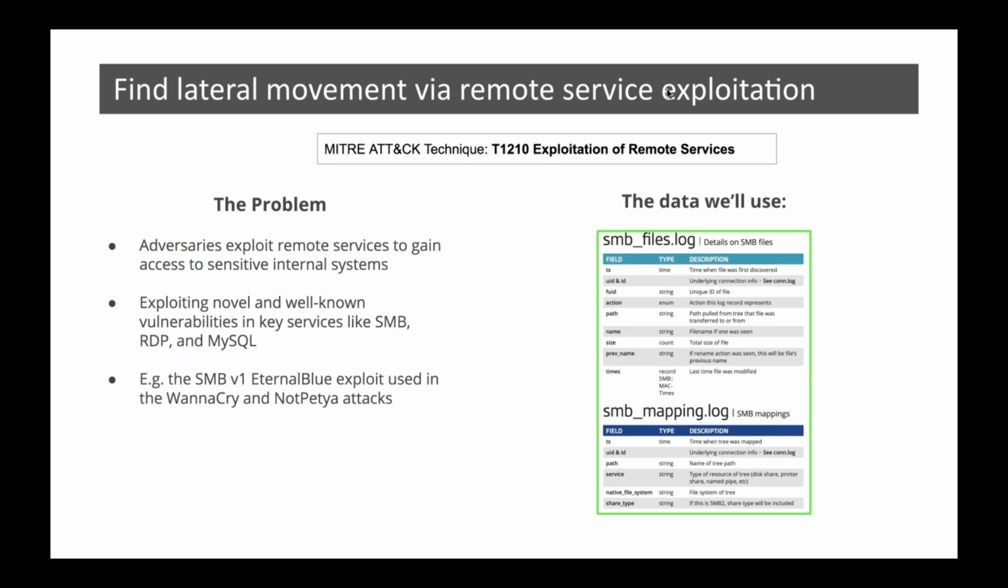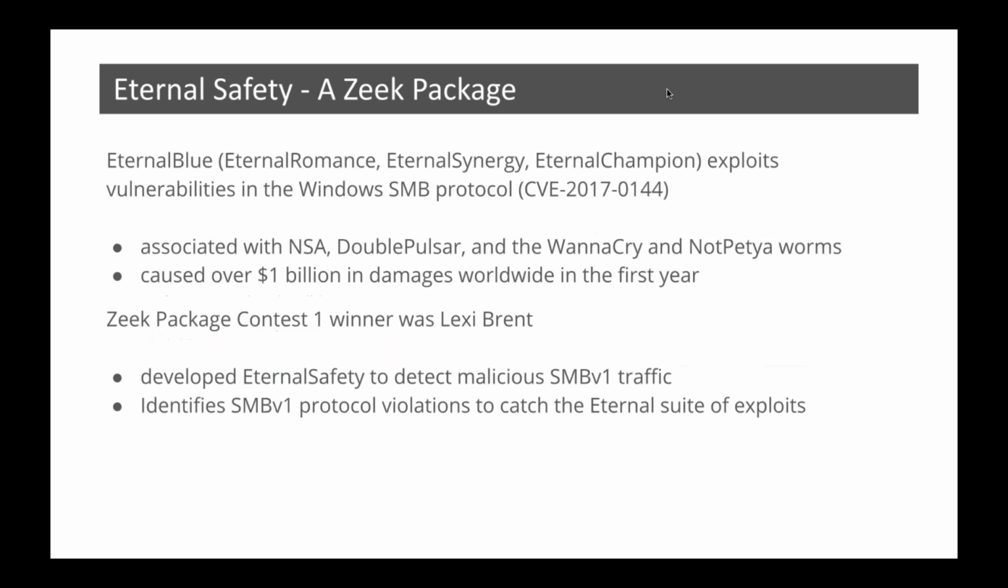And so the example we're going to take here is actually the Eternal Blue, or the Eternal class of exploits. These were famously used in the WannaCry and NotPetya malware, but have also been out there in the wild since the NSA kind of uncovered them and have caused over $1 billion of damage in just the first year alone. And so these exploits are focused around the Windows SMB1 protocol, which is quite vulnerable, but still widely used, especially with legacy versions of Windows that are out there.